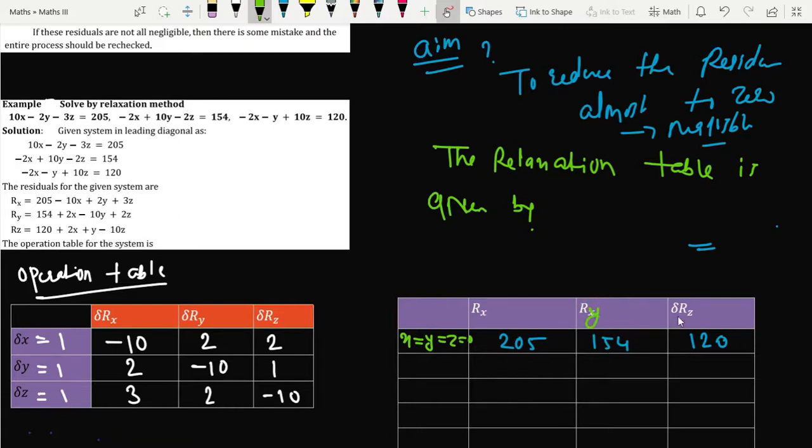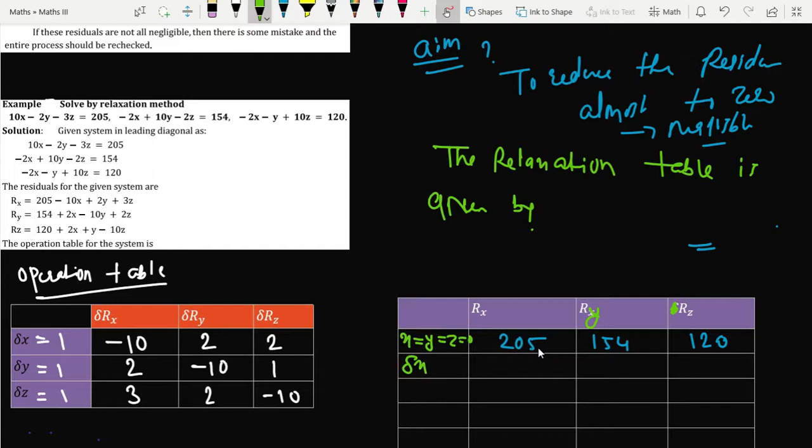This is Ry and this is Rz. So Rx is equal to 205, Ry is equal to 154 and Rz is equal to 120. This is not delta, this is Rz. So which is the maximum value? The maximum value is 205, which is in Rx. So we have to use the increment in x.